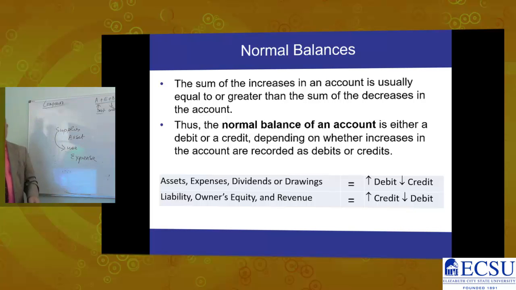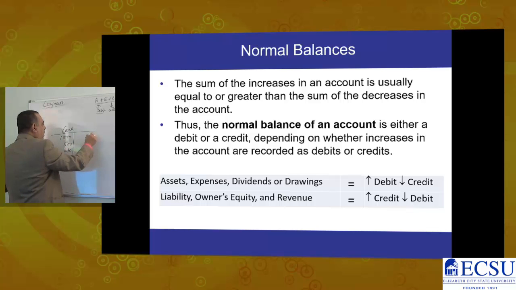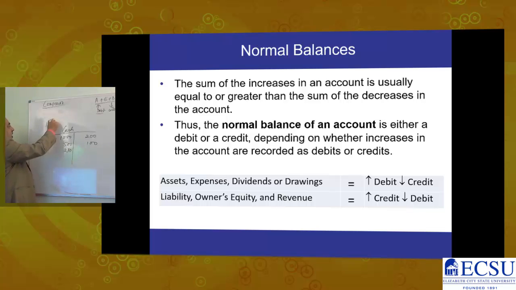Now the next concept we'll have to talk about is a normal balance. What is a normal balance? Of course, the sum of the increase in an account is usually greater than or equal to the sum of the decrease in the account. Supposing I have a cash account and I have, let's say, 1,500 and 200 on the debit side, and let's say 200 and 100 on the credit side. The sum total on the debit side is 1,700 and this is 300. So what does it mean? It means the account has a balance of 1,400. So that's on the debit side.